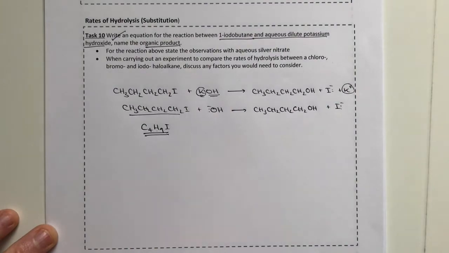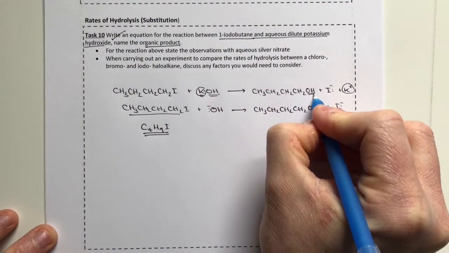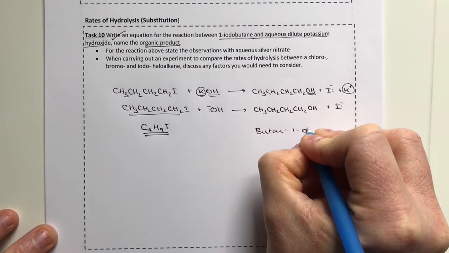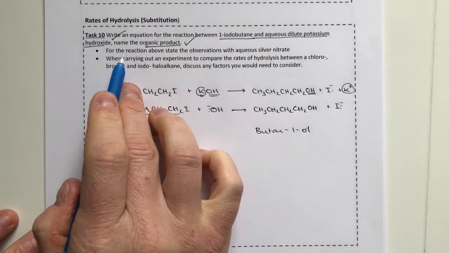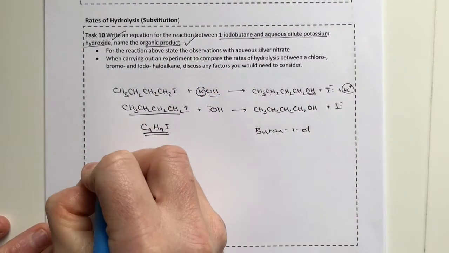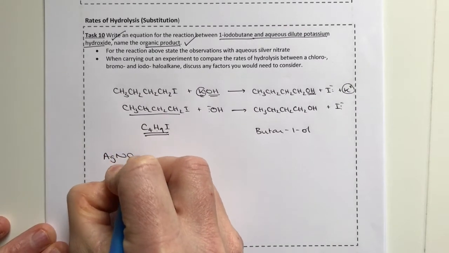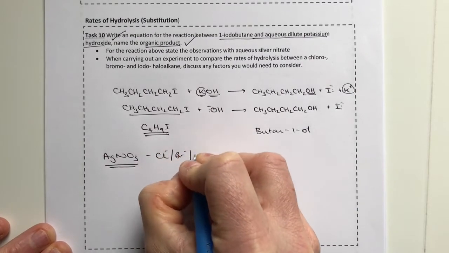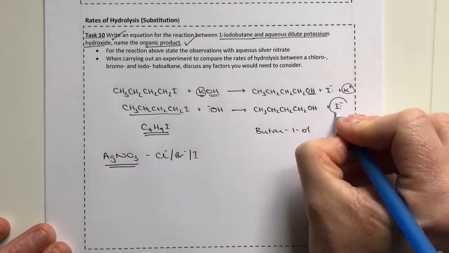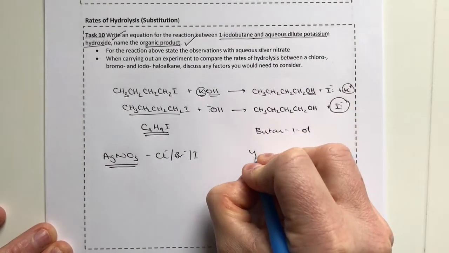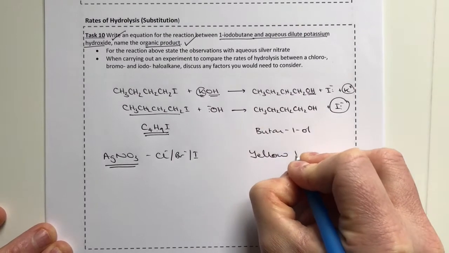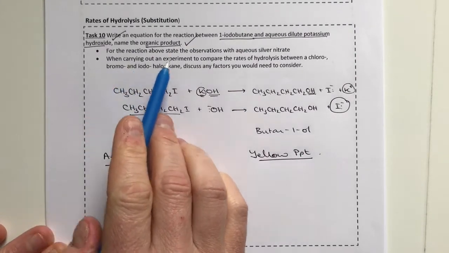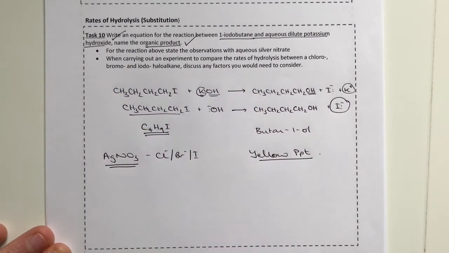Name the organic product. We need to do that now. Meth, eth, prop, but, and it's got an OH group. So this is butan-1-ol. So we've done that bit. For the reaction above, state the observation with aqueous silver nitrate. Now, silver nitrate, AgNO3, that is our chemical test for halide ions, for chlorides, for bromides, for iodides. In this reaction, iodide ions are released, so that means we are going to get a yellow precipitate.